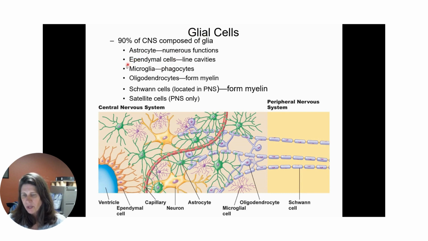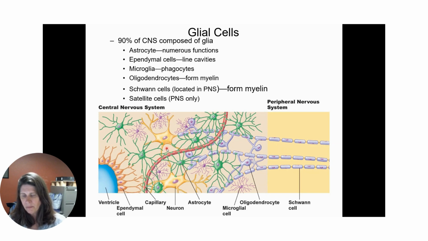In general, our glial cells do not initiate or conduct the nerve impulses, but they do help communicate with neurons and each other via chemical signals. And so in the picture here, you can see many of the connections that are formed between glial cells and neurons, and glial cells and even blood vessels and things like that.